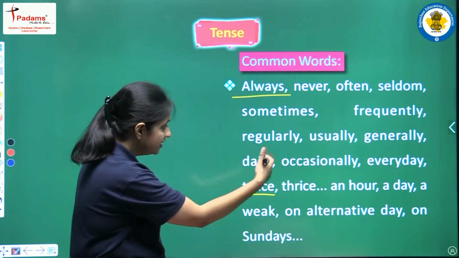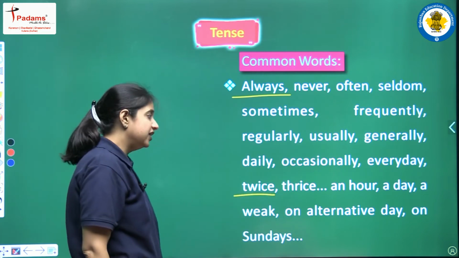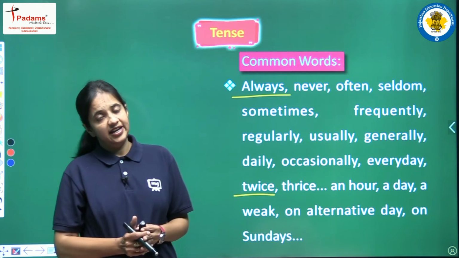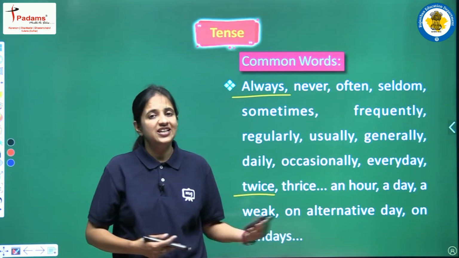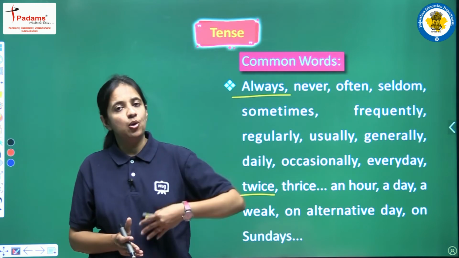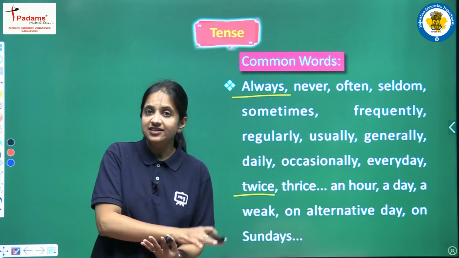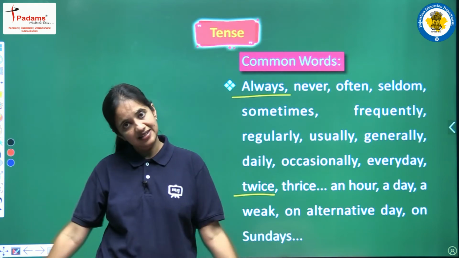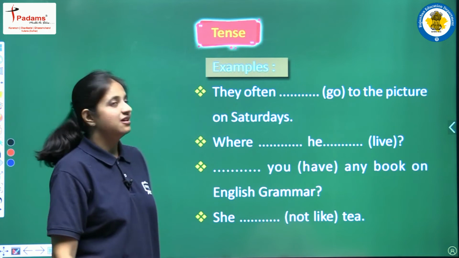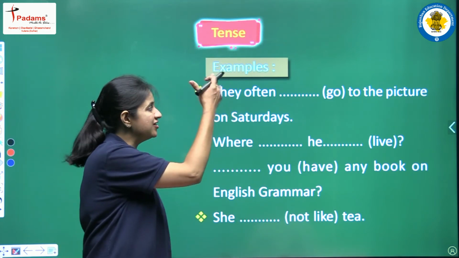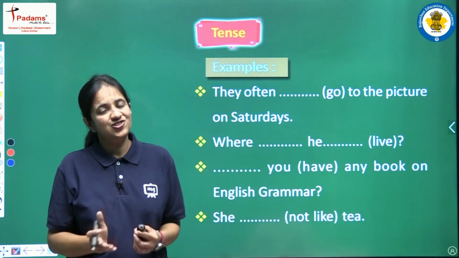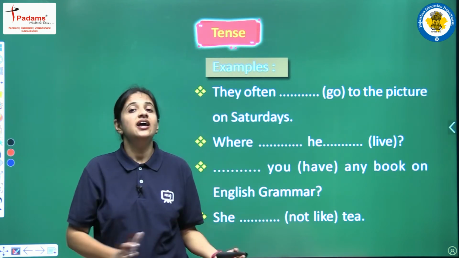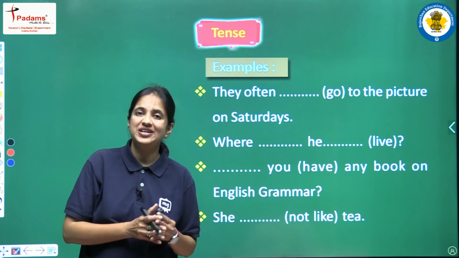Next we are having an hour, a day, a week, or on alternative day, on Sundays, or we can say on Mondays. So these are some of the examples, some of the words that show that the sentence is using present simple tense. Clear? Again we are having some examples, but this time we are not having the answer. So just try to answer by yourself, just try to observe the sentence and try to find out what will be the answer.